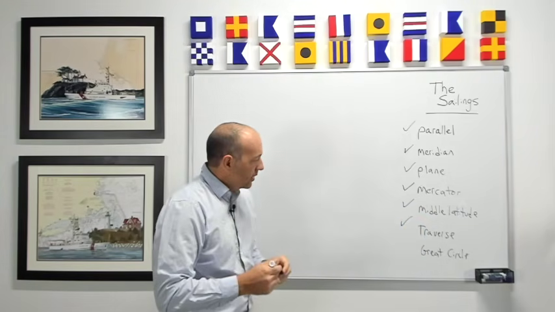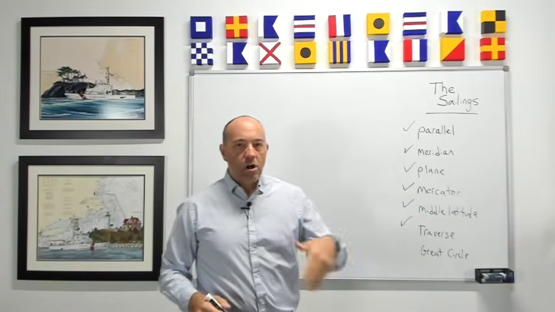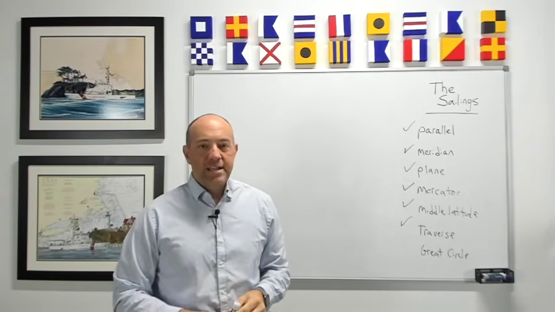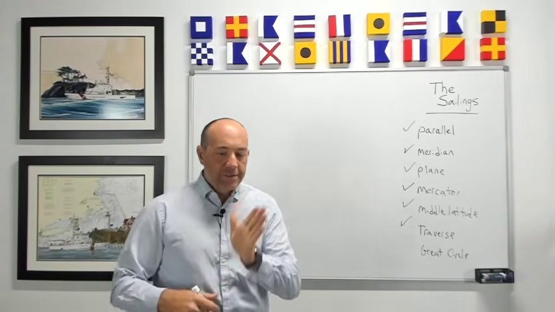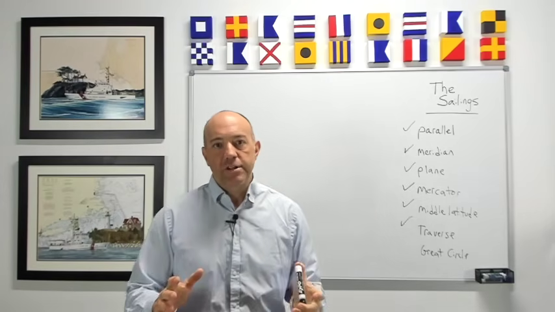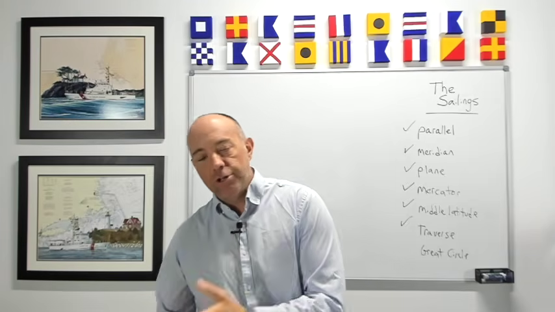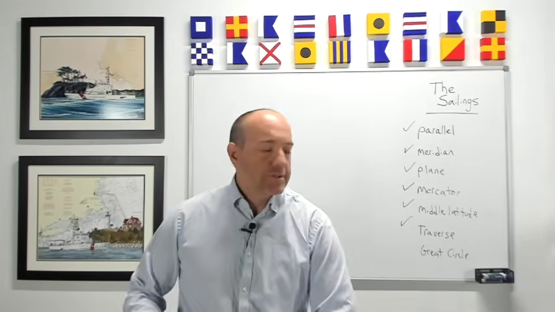Traverse sailing is just doing all of this same stuff with multiple course changes. So instead of crossing an ocean, if you were having to navigate through channels and different areas like that, you could use traverse sailing, and you look things up in the traverse tables.